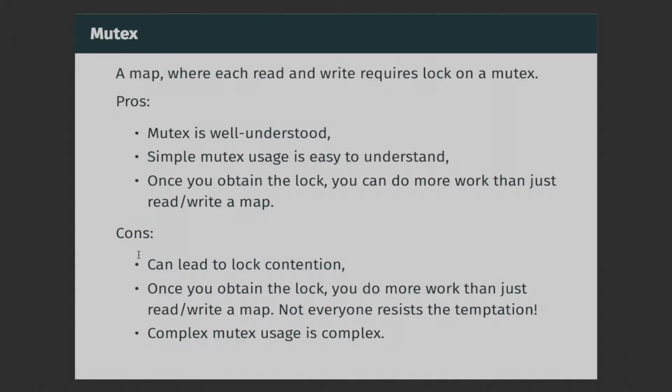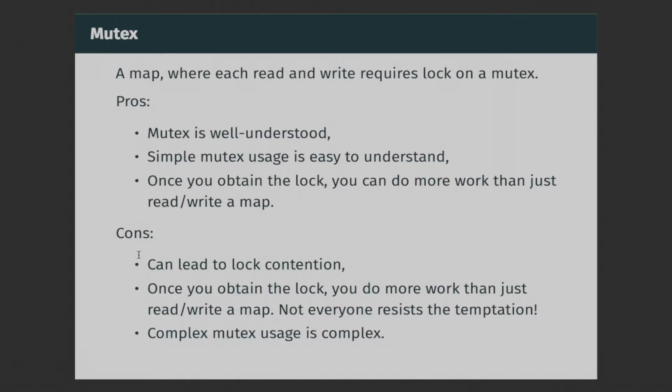Then you can use a mutex, which has one advantage: everyone who graduated from computer science knows a thing or two about mutexes. And in Go, simple mutex usage is easy to understand. At the start of a function you write lock, then defer unlock, and then you do a simple operation. It's simple to understand, and you will hopefully have no deadlocks. Also, once you have a lock, you can do more than just update one map. You can, for example, update two maps: one cache by one key, another cache by another key. You can do lots of stuff.